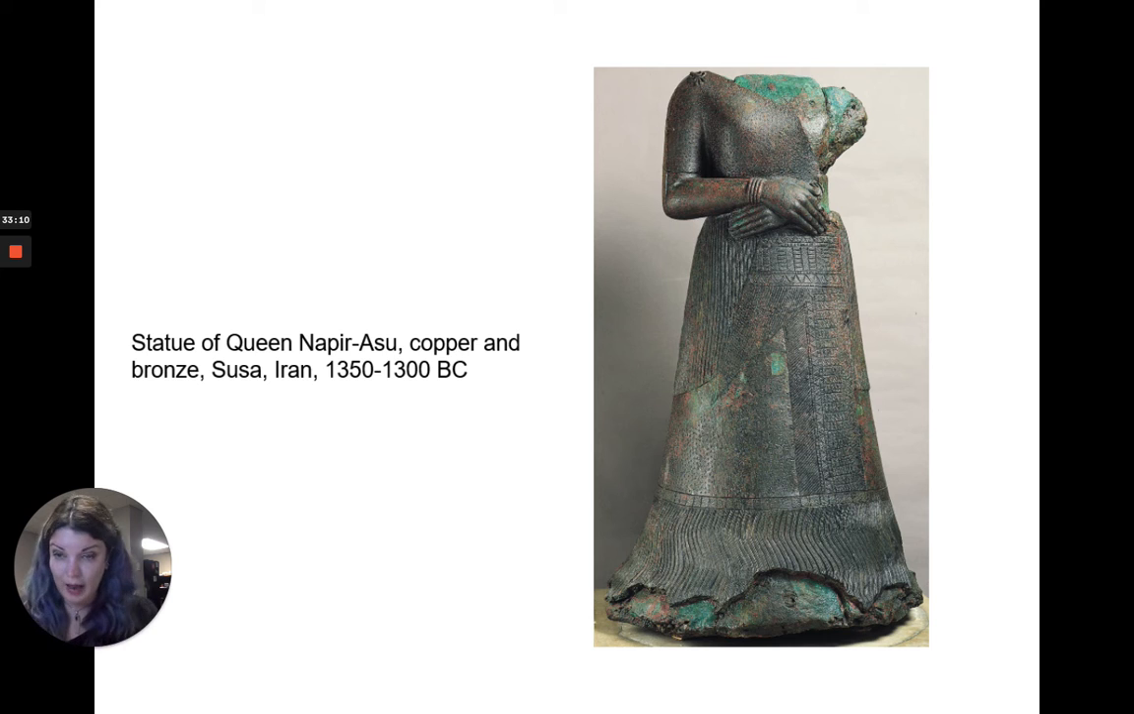And she didn't want this to happen. She wanted her image and her sculpture to survive forever. So it's literally inscribed in the skirt of the sculpture, a curse, and the curse is for anyone who dares to attempt to move or destroy her statue. So it's often called the immovable statue of Queen Napir-Asu.